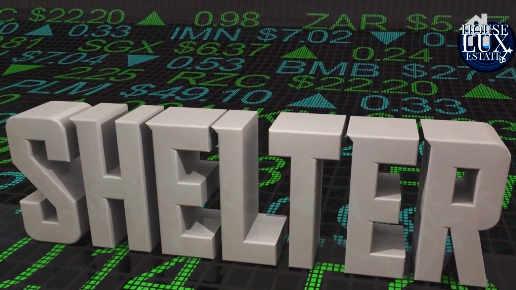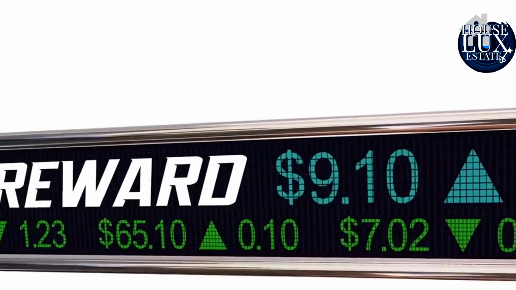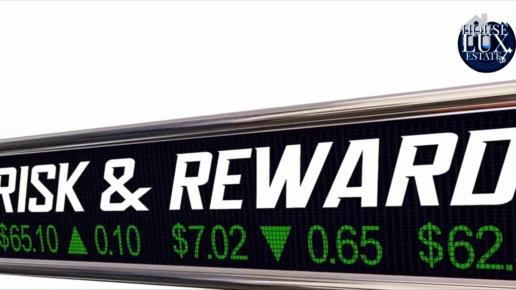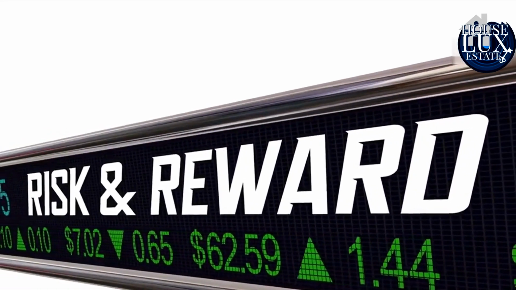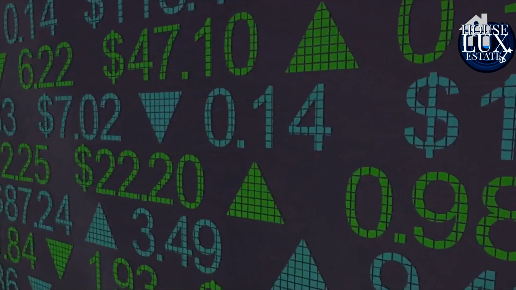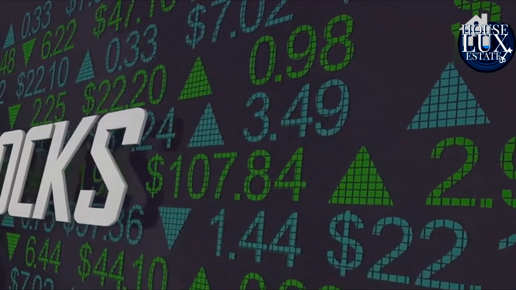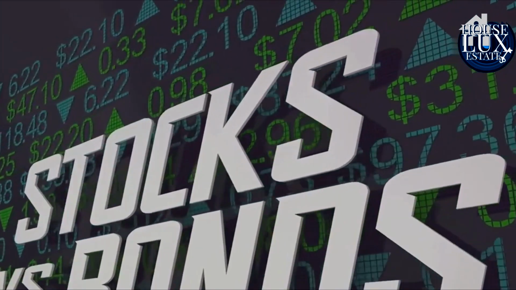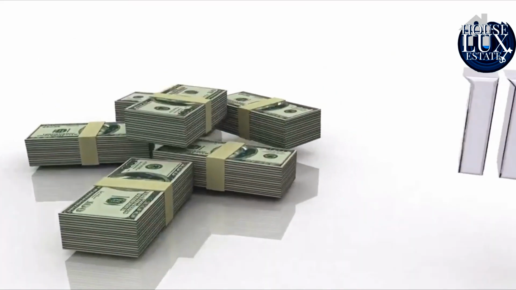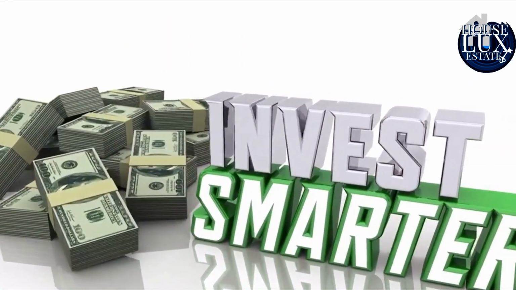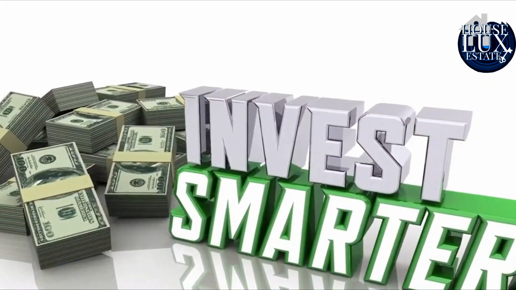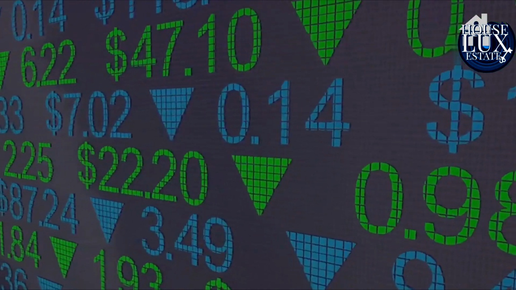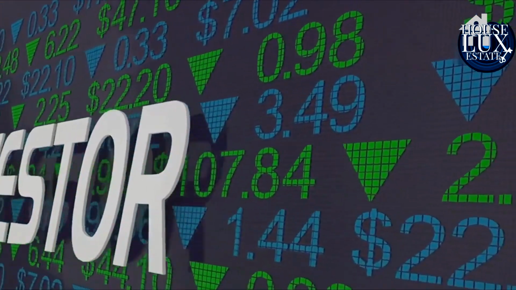Now, how does asset allocation help you achieve your financial goals? The answer lies in the balance between risk and reward. Different asset classes carry different levels of risk and potential returns. Bonds are generally considered lower risk but offer lower returns, while stocks are higher risk and potentially offer higher returns. By carefully selecting a mix of assets, you can tailor your portfolio to match your risk tolerance and financial goals.